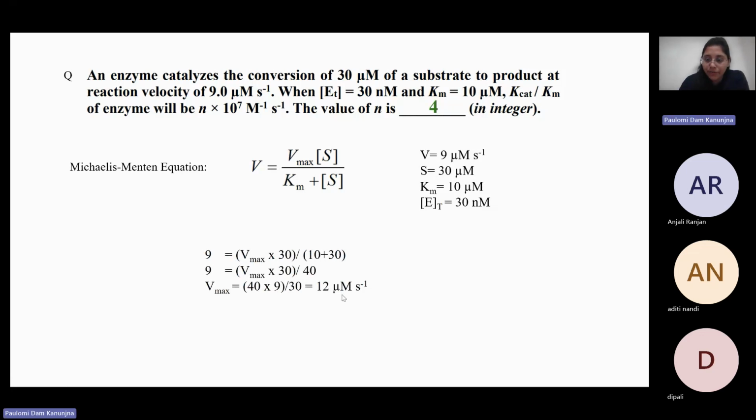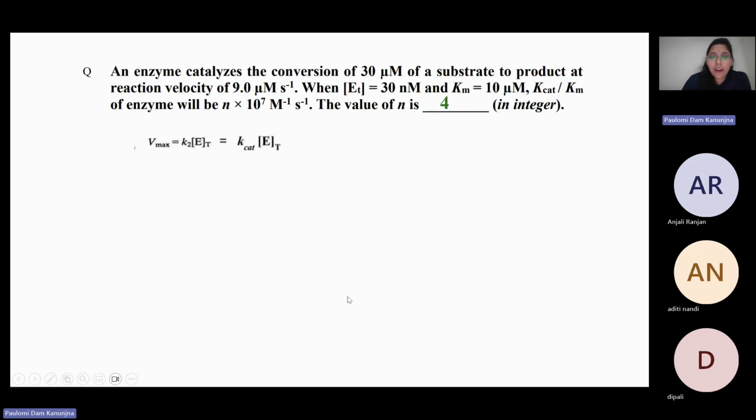Is the usage of this formula clear? This is pretty straightforward. Okay, so now from this equation we got to know that Vmax is equal to 12 micromole per second. Now, we also know Vmax, which is the maximum velocity, is equal to K2 into ET, total enzyme. K2 can also be written as Kcat in the case where K2 is the rate limiting step. Generally in a one step catalytic reaction, K2 is the rate limiting step. So Kcat is equal to K2. So you can write Vmax is equal to Kcat into ET.